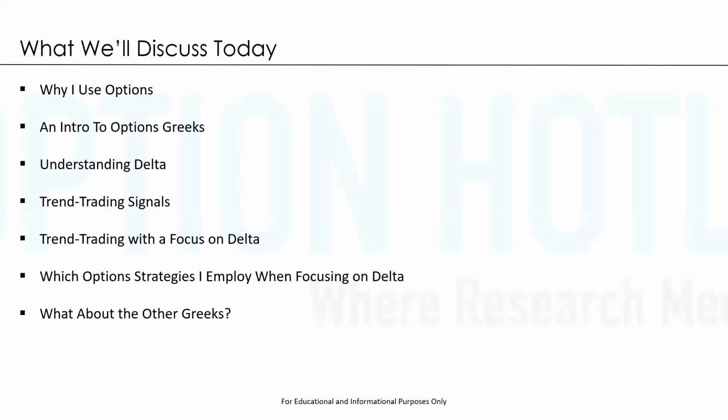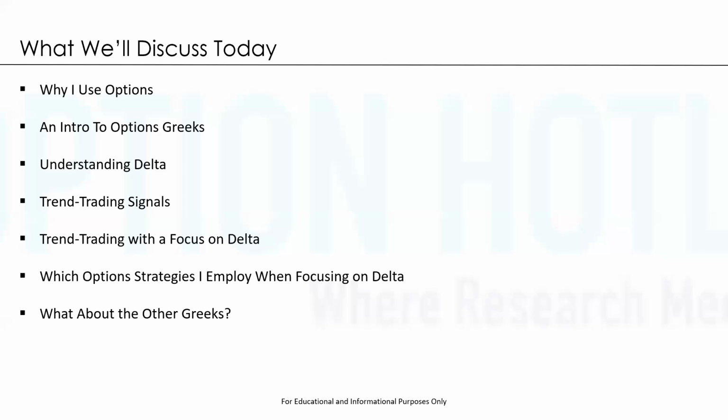You don't use a hammer for every construction project. Sometimes you need a screwdriver or a power drill or a saw or whatever else. So sometimes these options can be very valuable tools. Most of the time, they can be very valuable tools if you know your inputs and you know your trade parameters well. We'll talk about the options Greeks with a focus on delta.